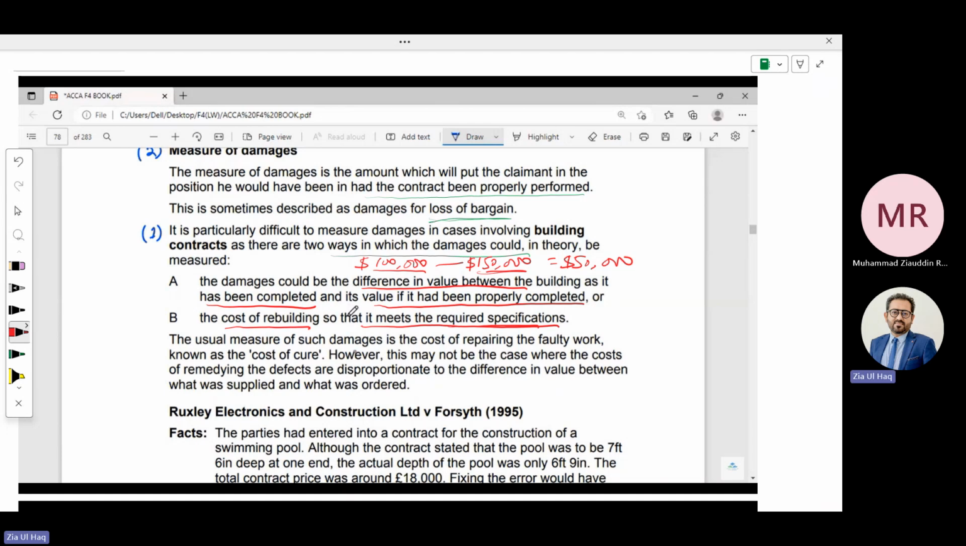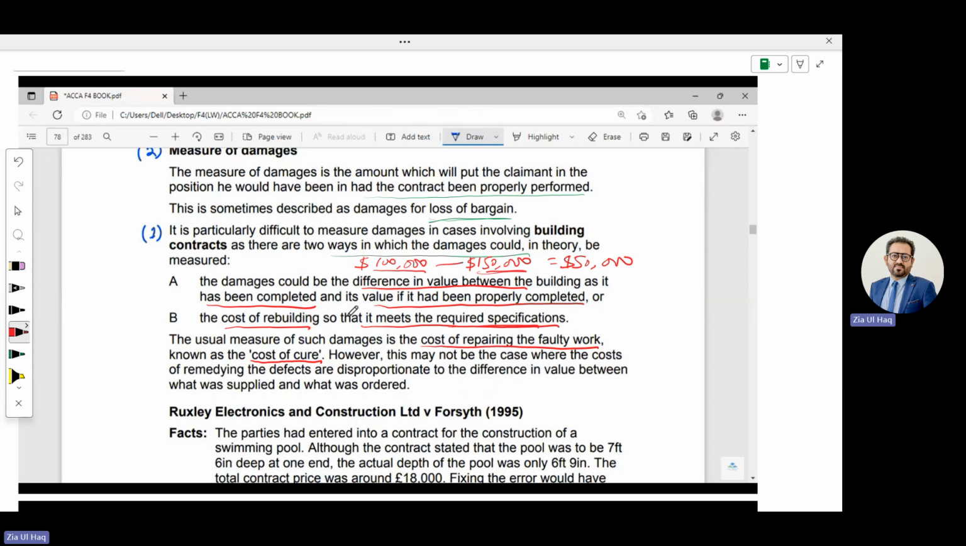And the usual measure of such damages is the cost of repairing the faulty work. Like in case you didn't complete the building as per the customer requirement, it means there are some faults in the building that the customer needs to repair, to rectify. So what will be the cost of repair work or further work? That will be damages that a contractor has to pay to the customer. So the usual measure of such damages is the cost of repairing the faulty work, known as the cost of cure.